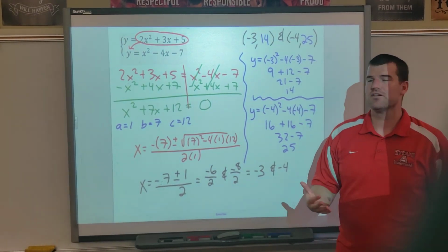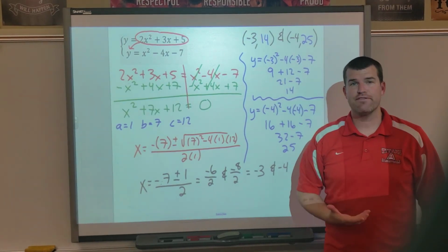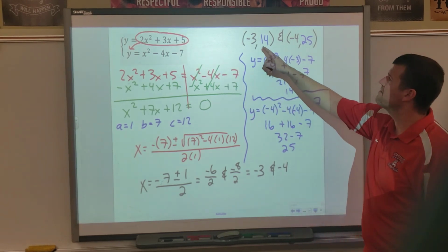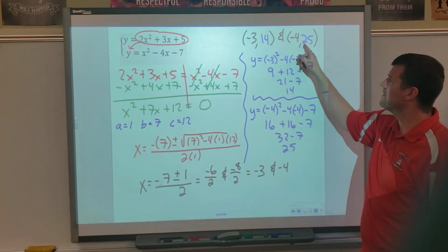Again, big picture. What does this look like on a graph? It looks like two U-shaped graphs that cross at this ordered pair and that ordered pair.